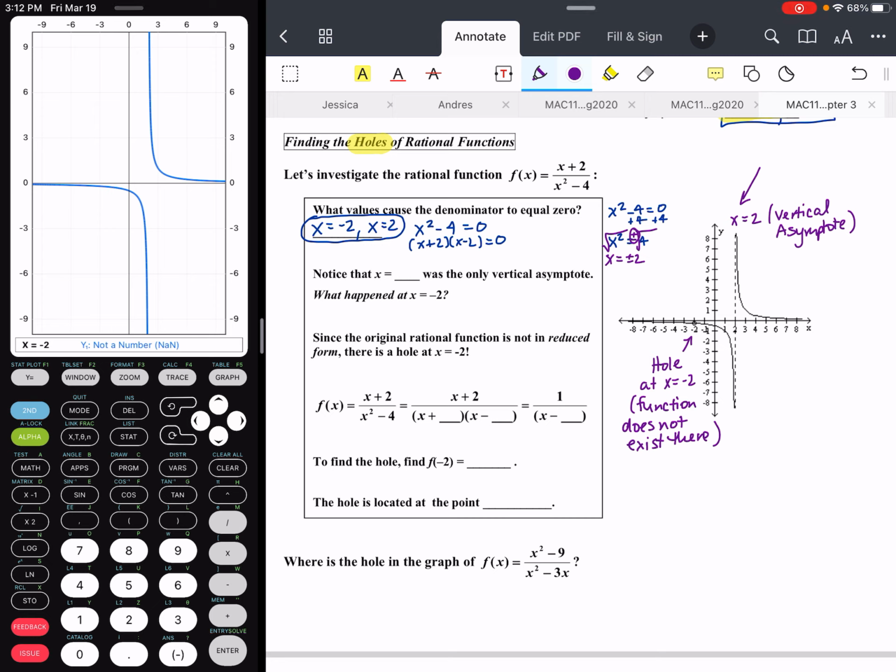On this calculator, it's showing not a number. So x equals 2 was the only vertical asymptote. What happened at x equals -2? Since the original rational function is not in reduced form, there is a hole at x equals -2.